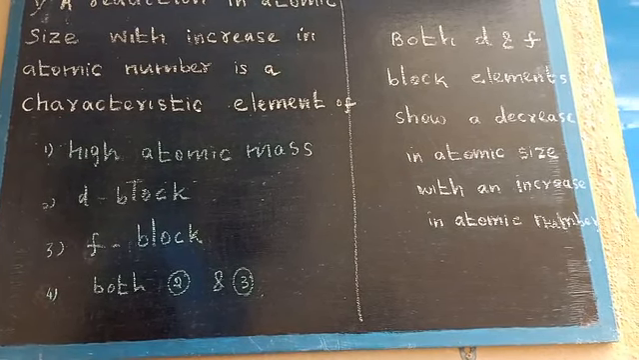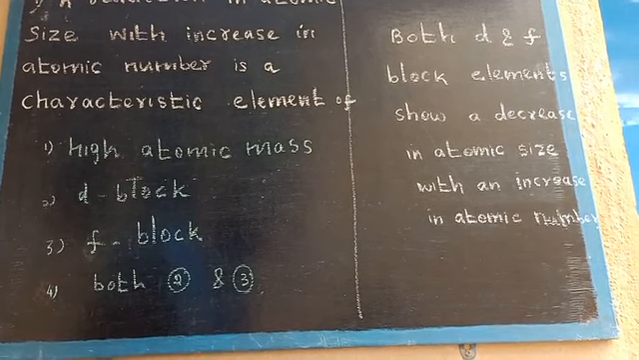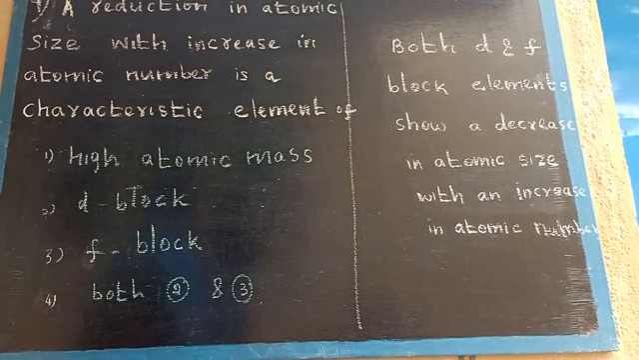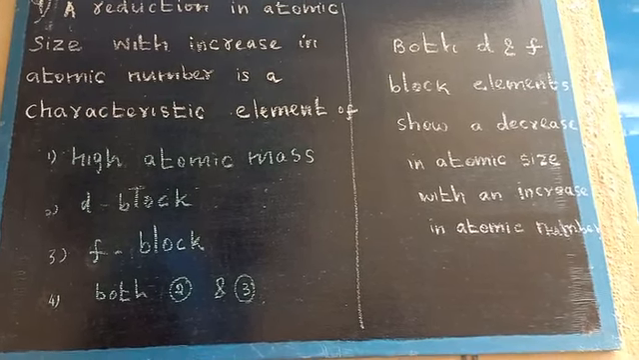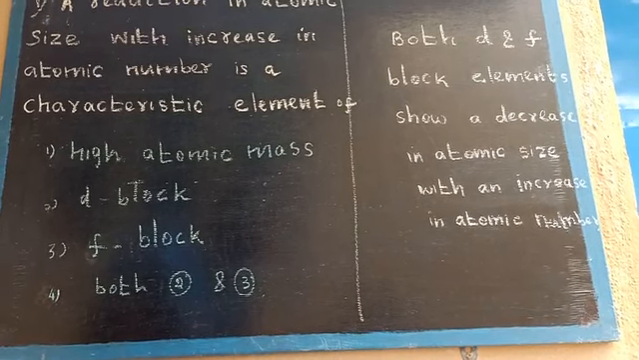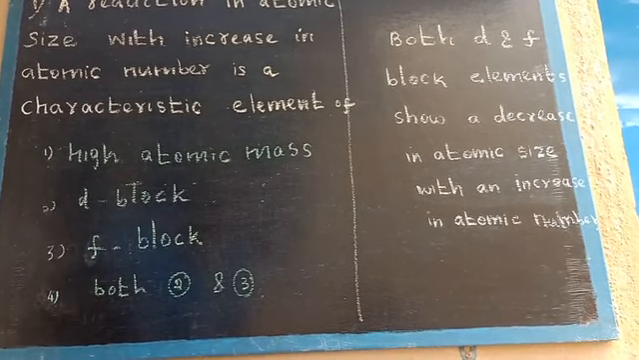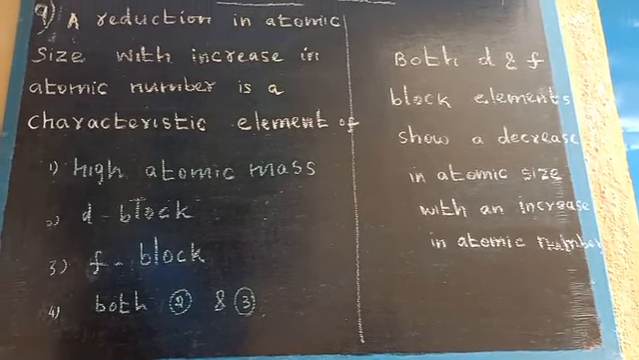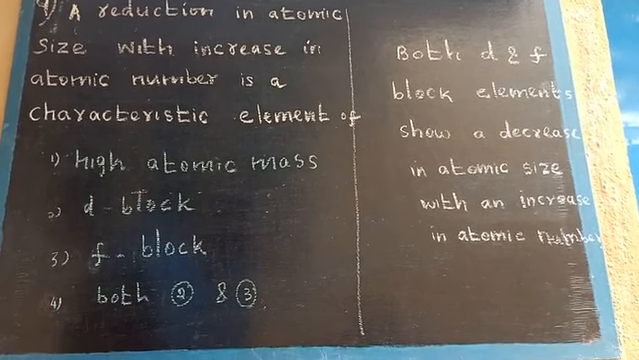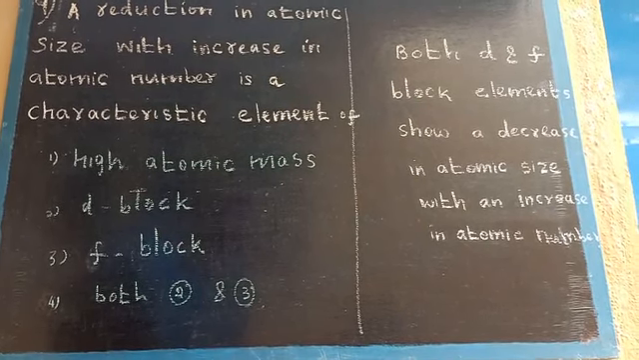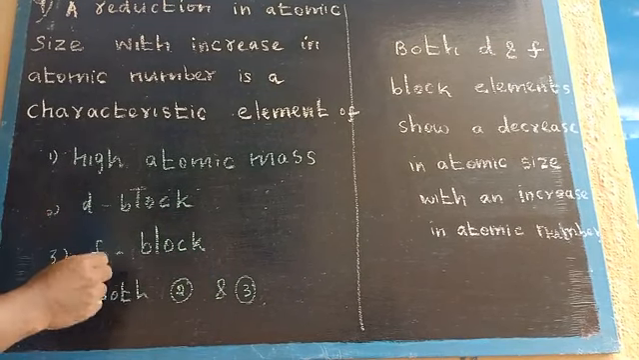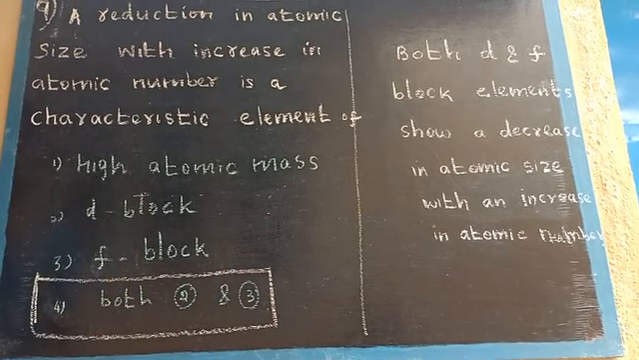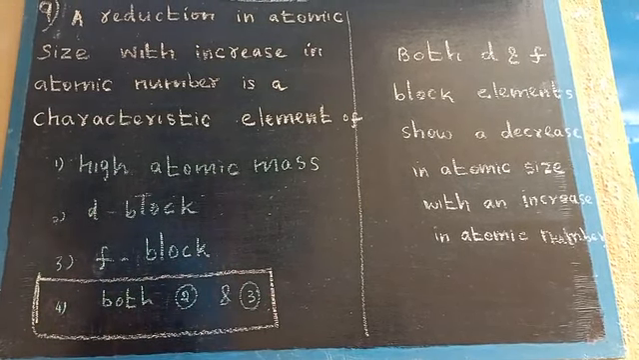when the atomic number increases in d as well as f block. In the f block we studied the lanthanide contraction. So in M3+ ions, the size decreases with increase in atomic number, children. We know the concept. So here the correct option is both d block as well as f block, because the size decreases when the atomic number increases one by one. So it's in d as well as f block. So the correct option is the fourth one, d as well as f block.